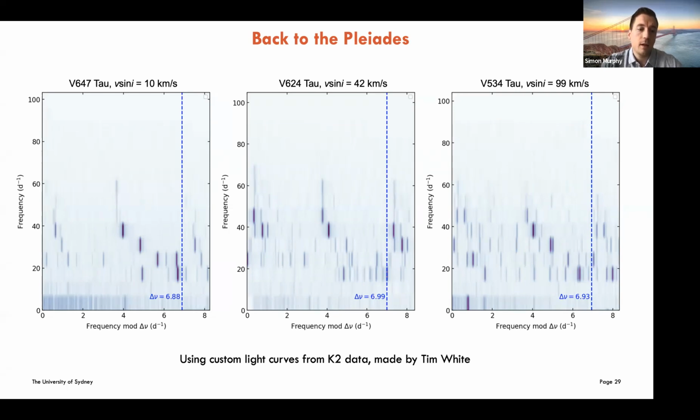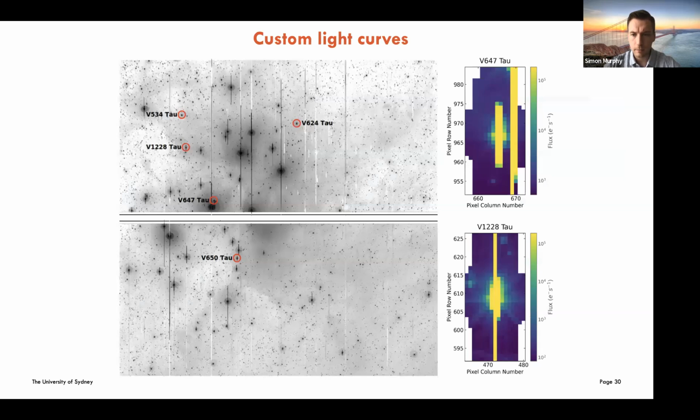Now, we made custom light curves for these stars. In fact, Tim White made these light curves, and I'll show you why the custom light curves are necessary. Here's a full frame image from K2 for 5 of the stars that have high cadence, short cadence observations. If we look at, say, V647 Tau, there's a couple of bright stars nearby. And if you look at its standard aperture and its target pixel file, there's this very bright saturated column streaking all the way down the center. So if you use a standard aperture, you end up incorporating part of that flux from those saturated pixels, and your light curve is a complete mess, okay?